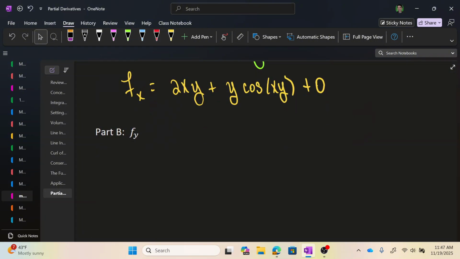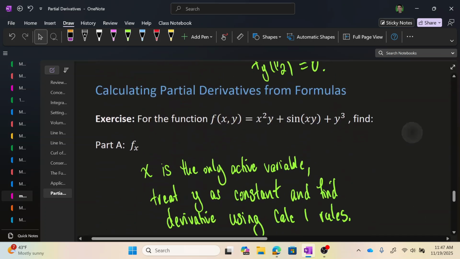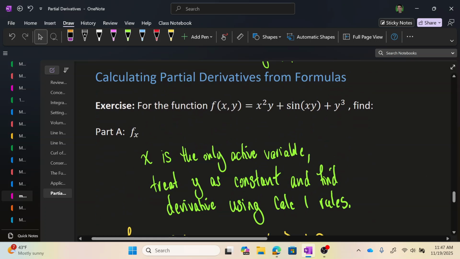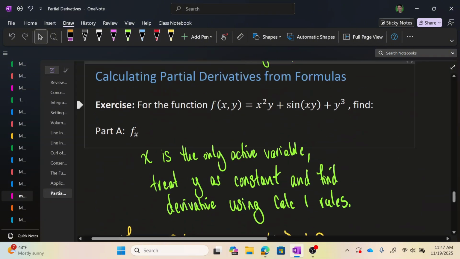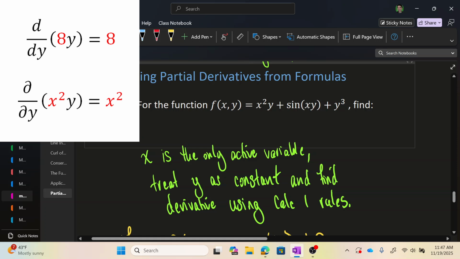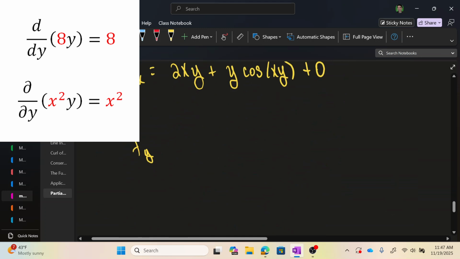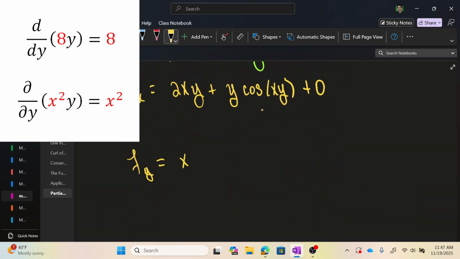In f sub y, only the y is changing. The x is not changing, the x is constant, so we can treat the x like a number in our calculation of the derivative. Taking this one term at a time, if I want to take the derivative of this first term, where y is the variable and x is the constant, then if I use constant multiple rule, the derivative of x squared times y is just going to be x squared. The same way that the derivative of 8y would just be the constant multiple 8.